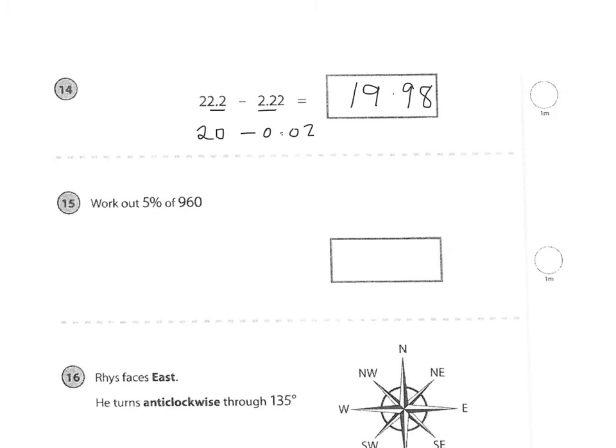Question 15. Work out 5% of 960. Well, to do this, I would first of all work out 10% of 960 by dividing it by 10, and that gives me 96. And then I would work out 5% by halving that number, and that would then give me 48, and that is my answer.